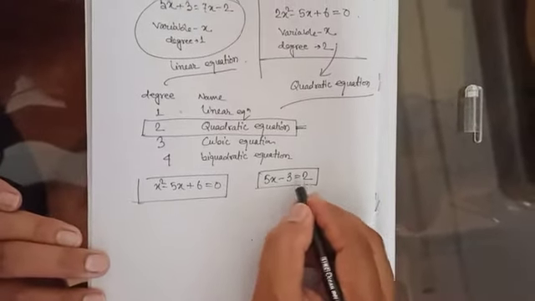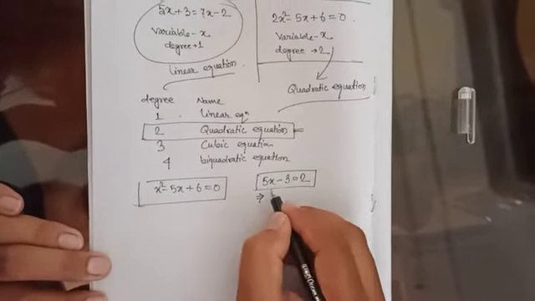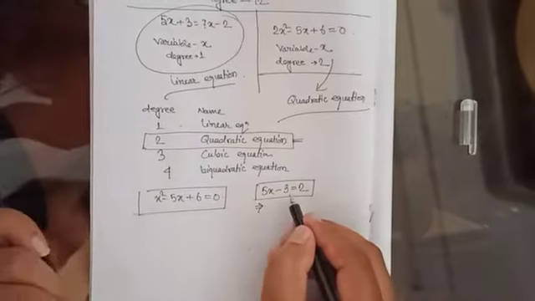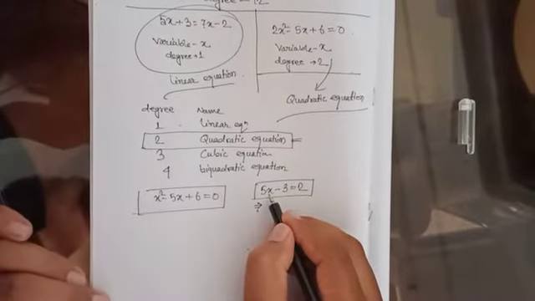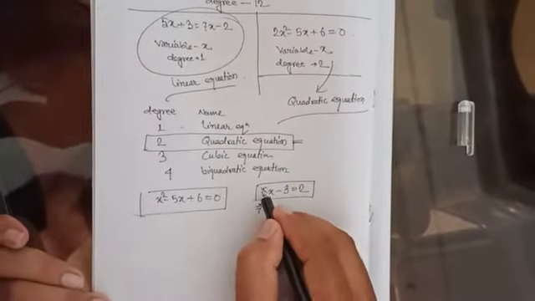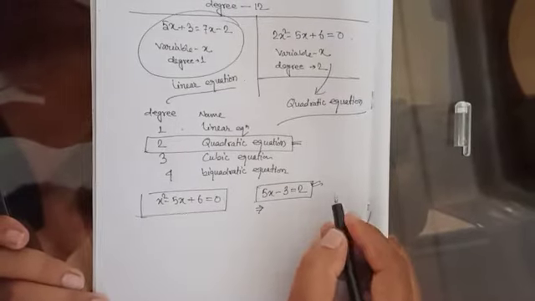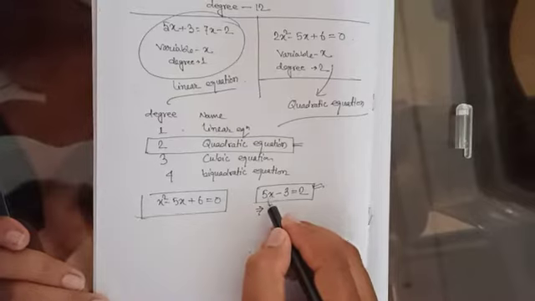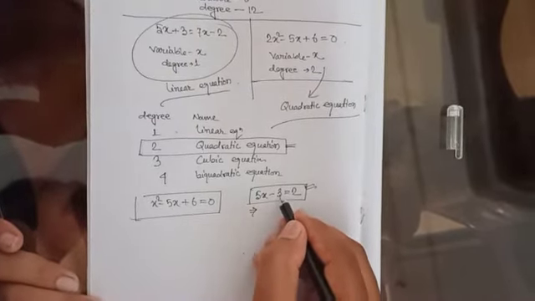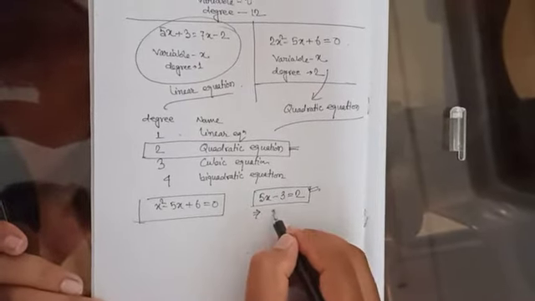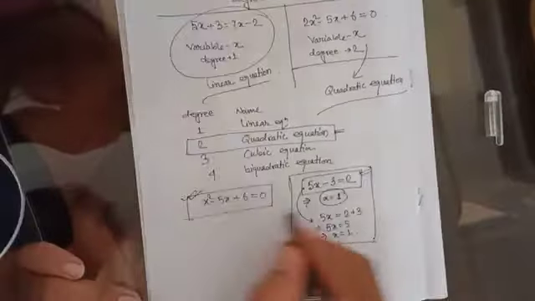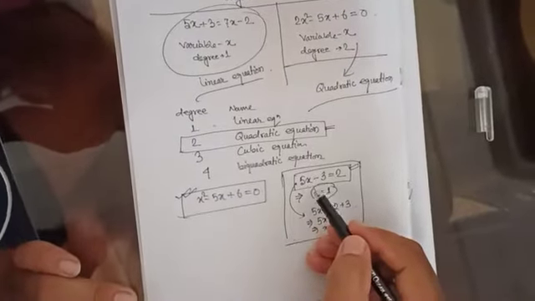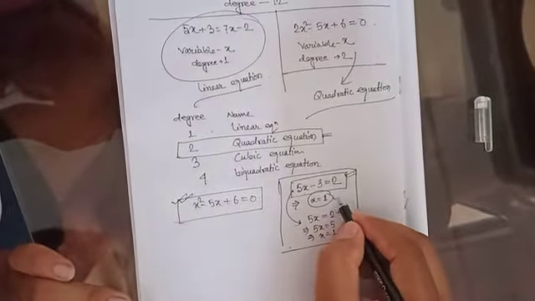I hope you have solved this type of problem. Solving means finding the value of x for which the equation is satisfied. Verbally we can say that for x equals 1, 5 into 1 is 5, minus 3, that means 2, we are getting. So x equals 1 is the solution. Since it was a linear equation, we have only one value.